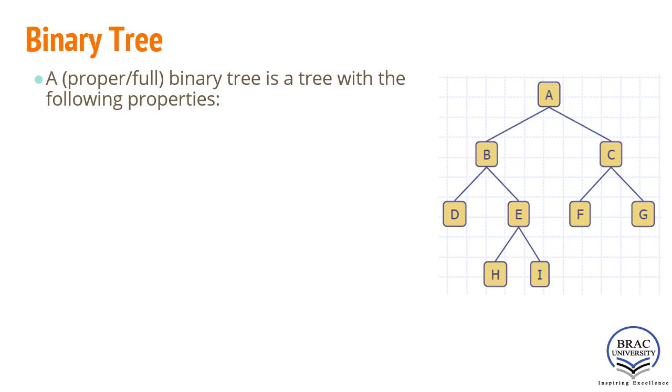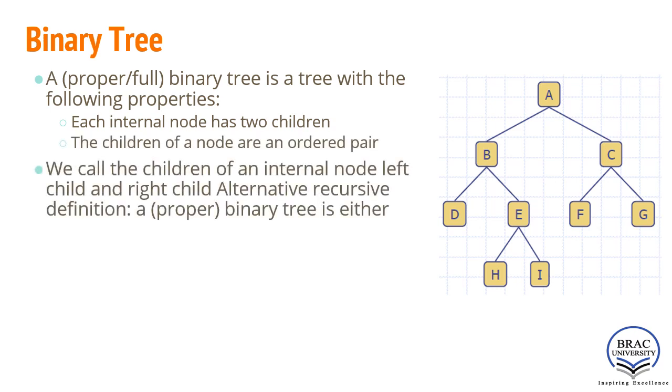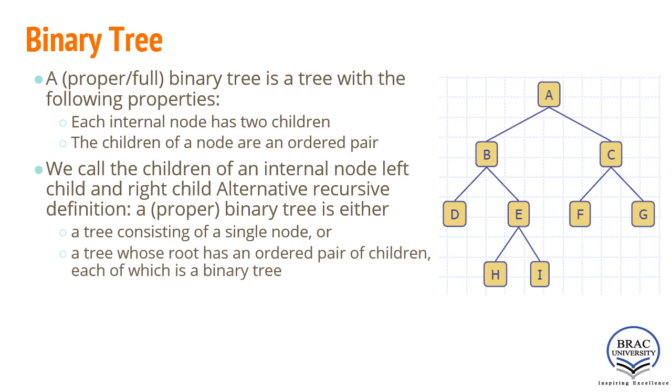At first, each internal node has two children. The children of a node are an ordered pair. We call the children of an internal node the left child and right child. Alternative recursive definition: a proper binary tree is either a tree consisting of a single node, or a tree whose root has an ordered pair of children, each of which is a binary tree.